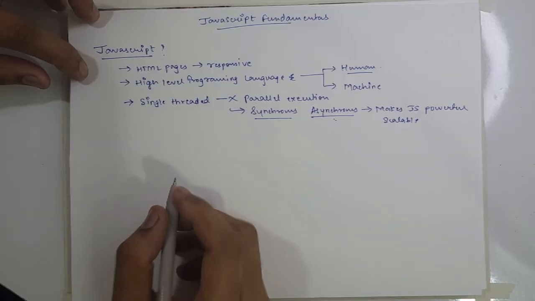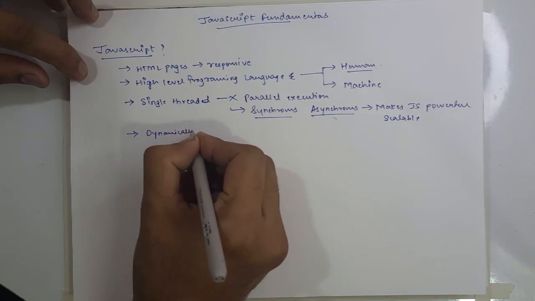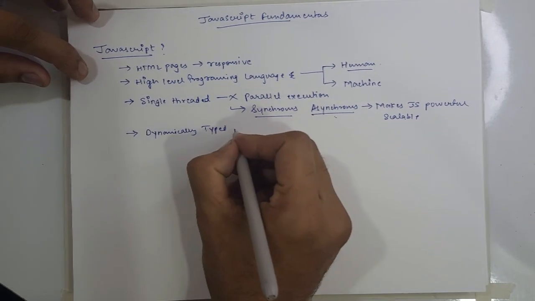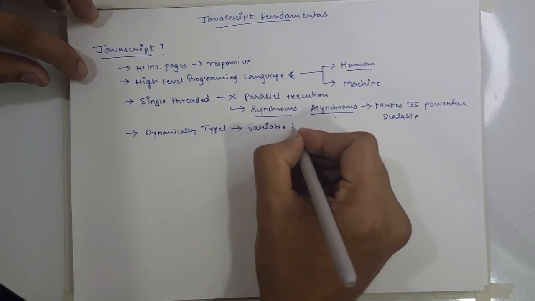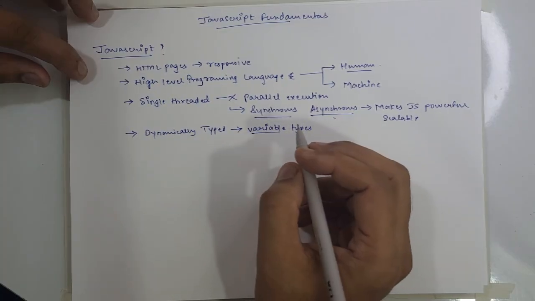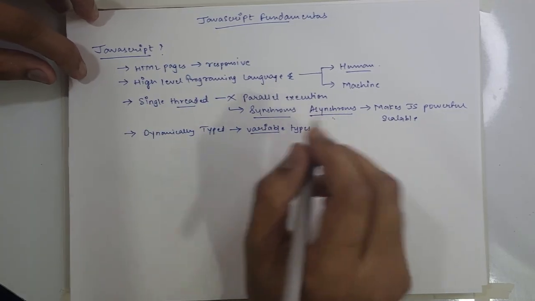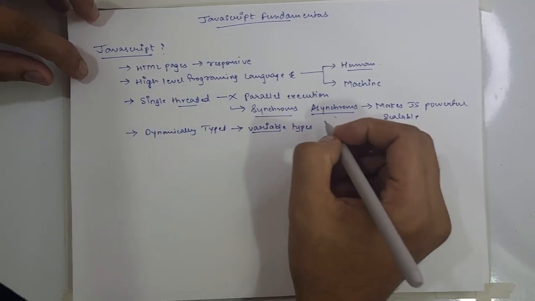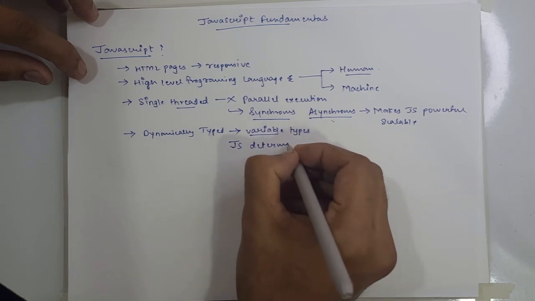Then apart from this, JavaScript is dynamically typed. Sorry for grammatical mistakes, my bad. But JavaScript is dynamically typed. That is, you don't have to specify the variable types. I am hoping that you might know what a variable is and what threading is, because these are absolute basics. But what I want to say in a nutshell is that JavaScript is dynamically typed. You don't have to specify the variable types. JS determines it at runtime.